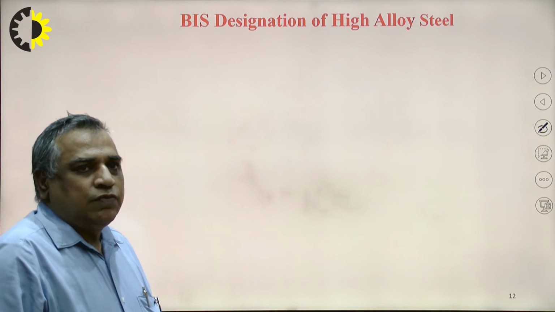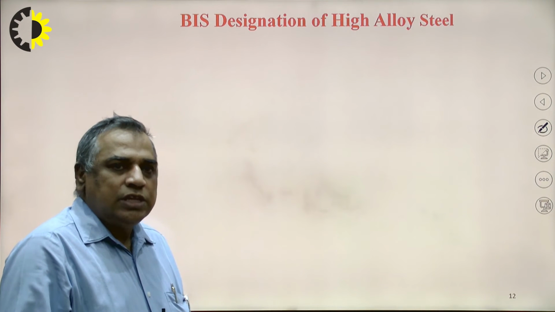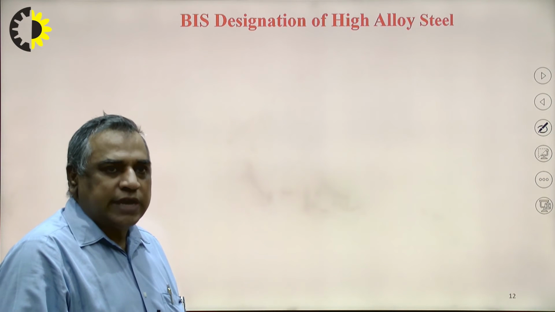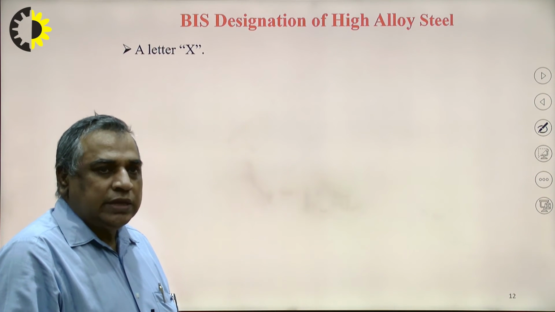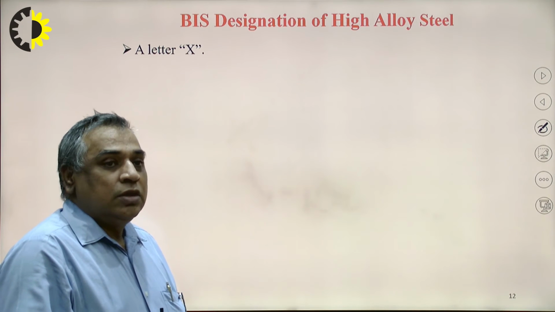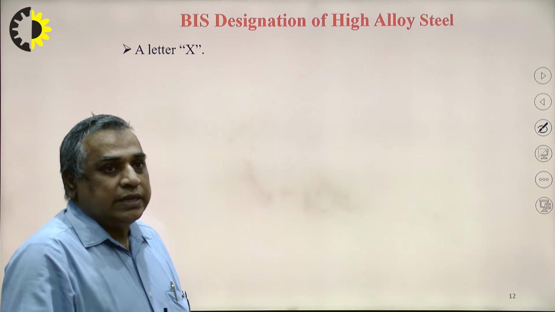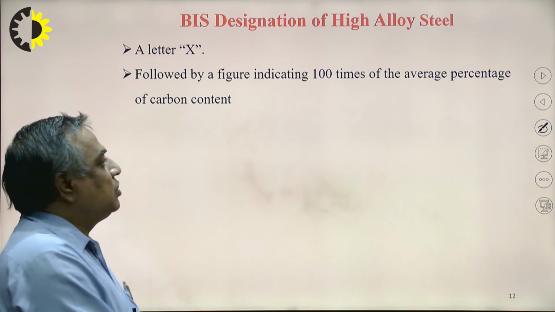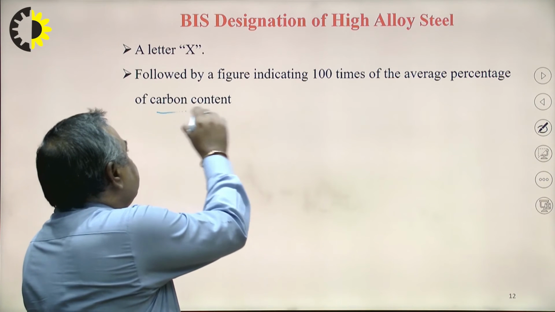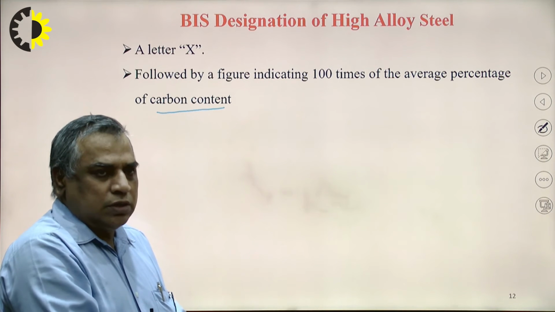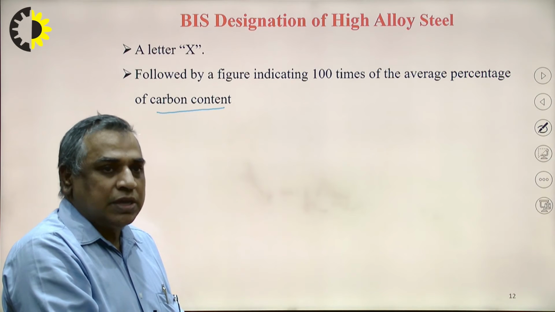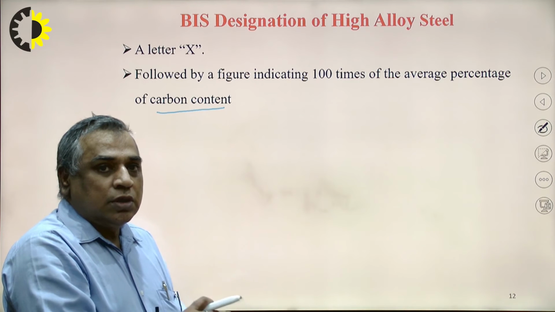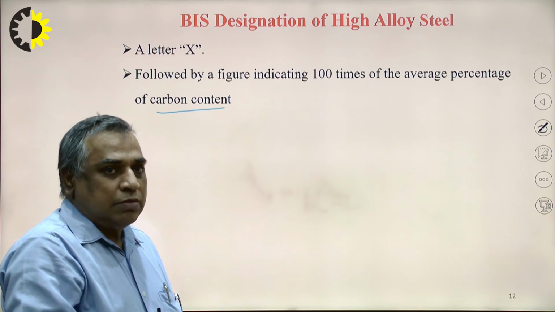Now BIS designation of high alloy steel. High alloy steels are the steels which have the total sum of the alloying elements more than 10%. So it is designated as we write a letter X as a prefix, then followed by a figure indicating 100 times the average percentage of carbon content. In alloy steel, we do not write the chemical symbol of carbon. We write 100 times the average percentage content of the carbon, as in plain carbon steel as well as the alloy steels.